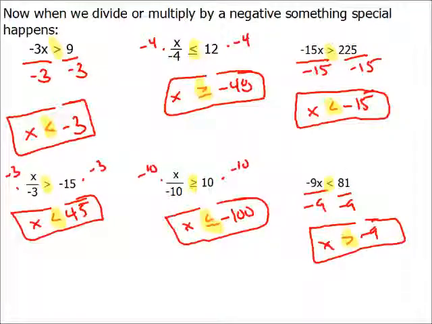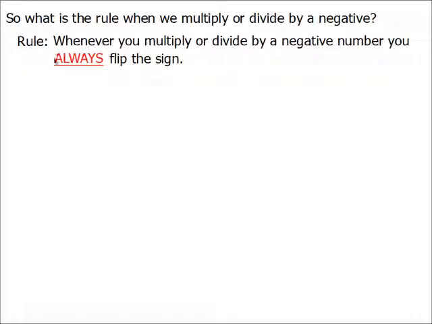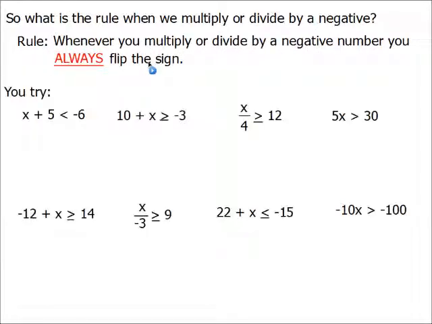So what that looks like, we'll write down a little rule for it. It says, what is the rule when we multiply or divide by a negative? Our rule is whenever you multiply or divide by a negative number, you always flip the sign. So, go ahead and try these. Remember, if it's multiplying or dividing by a negative, you flip the sign. If it's adding or subtracting, you just leave it alone. So go ahead and pause this, try these problems, and when you get done, come back and we'll check to see how you did.